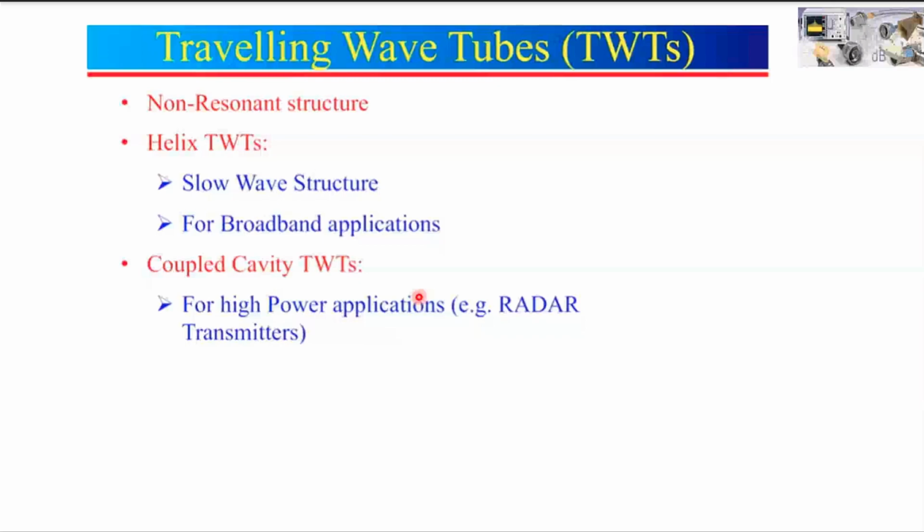These microwave tubes are non-resonant structures, and there are two types. The first one is of helix type, that is the helix traveling wave tube. Helix traveling wave tubes are slow wave structures and are used for broadband applications. The other one is the coupled cavity traveling wave tube, which is used for high power applications such as radar transmitters.